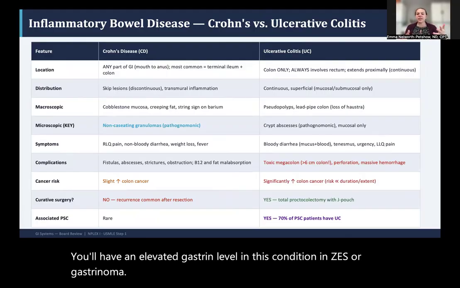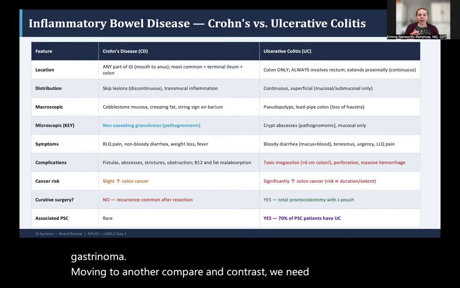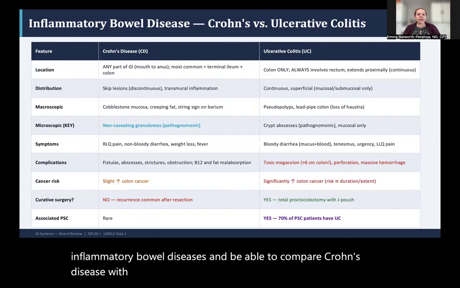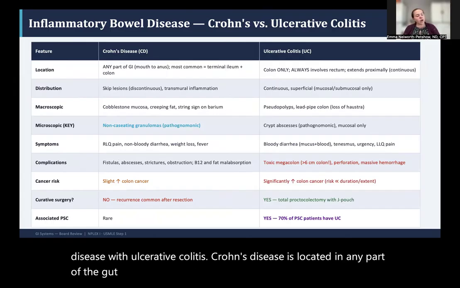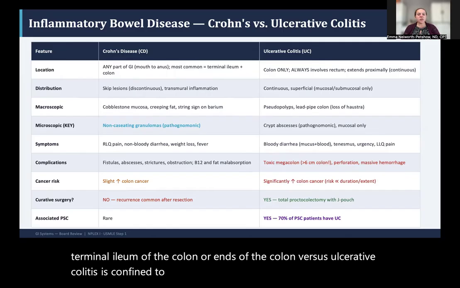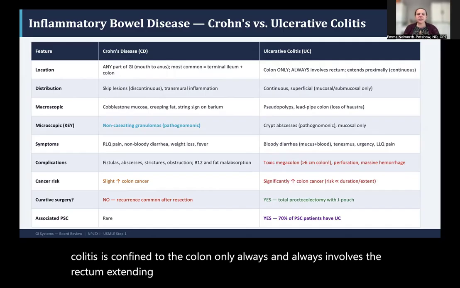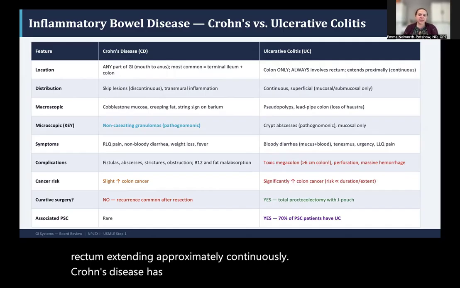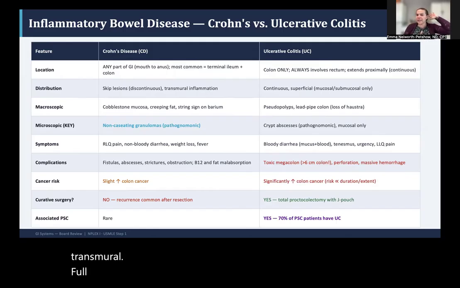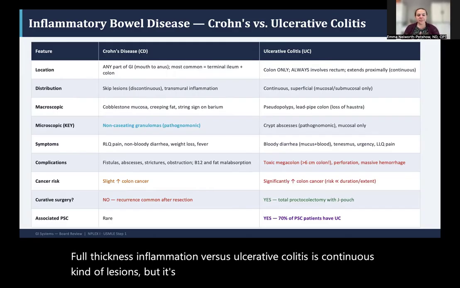Moving to another compare and contrast, we need to know our inflammatory bowel diseases and be able to compare Crohn's disease with ulcerative colitis. Crohn's disease is located in any part of the gut, mouth to anus, but the most common location is the terminal ileum and the colon, versus ulcerative colitis, which is confined to the colon only, always involves the rectum, and extends proximally continuously. Crohn's disease has skip lesions, it's discontinuous and transmural or full thickness inflammation, versus ulcerative colitis, which is continuous but superficial, mucosal and submucosal only.